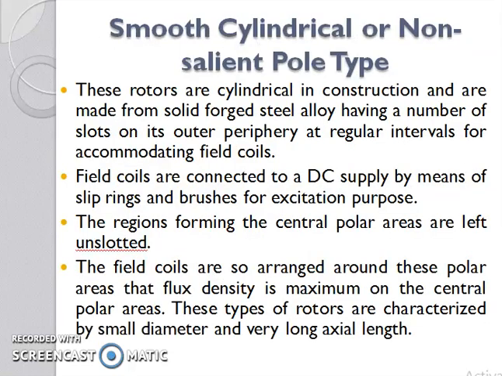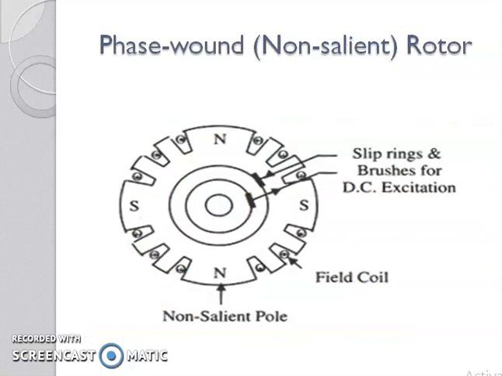Here the field coils are connected to a DC supply by means of slip rings and brushes for excitation purposes. The regions forming the central pole areas are left unslotted. The field coils are also arranged around these polar areas. The flux density is maximum on the central polar areas. These types of rotors are characterized by small diameter and very long axial length, as shown in this figure of the non-salient type of rotor.